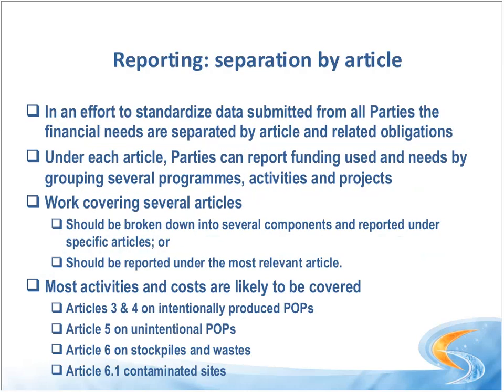Once you have this list, it's more working through the file and reporting relevant activities into the different articles. And here it's highlighted that it's most likely that you will report things under articles 3.4, 5, 6, and 6.1.